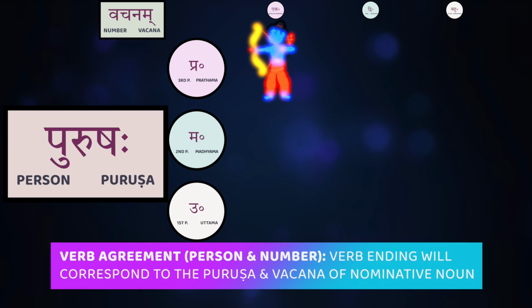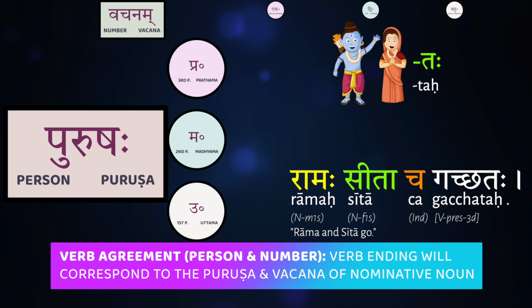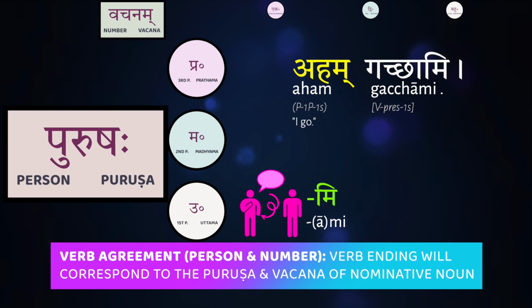So if Rama is the one who's going to the forest, the verb ending is going to be the third person singular. Ramah gacchati. Prathama purusha ekavachana. If Rama and Sita are going together, then it's going to be third person dual now, right? Dvivachana. Ramah sita ca gacchatah. If I'm the one who's going, then the verb will take on the first person singular ending, uttama purusha ekavachana, and it's going to be aham gacchami.